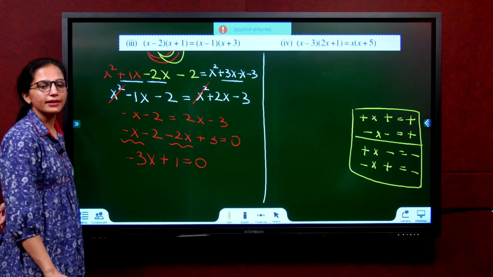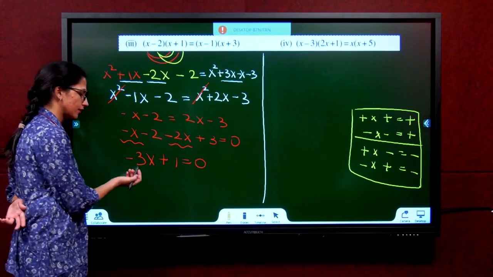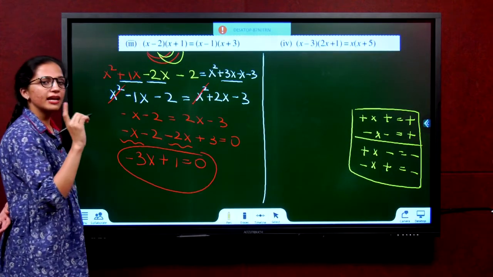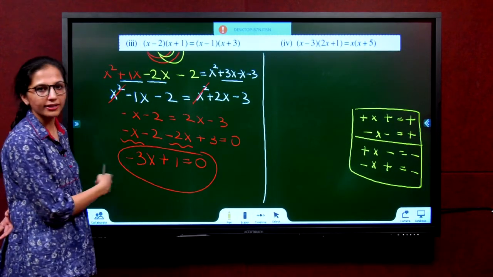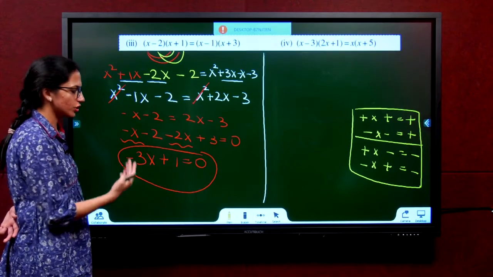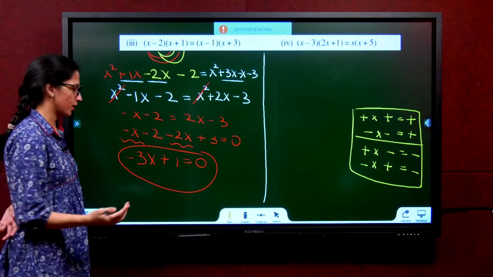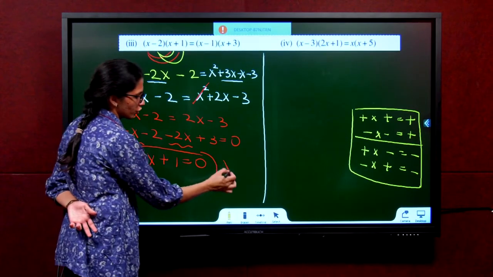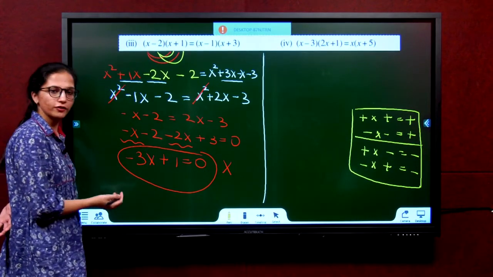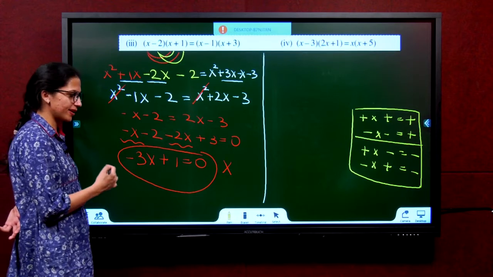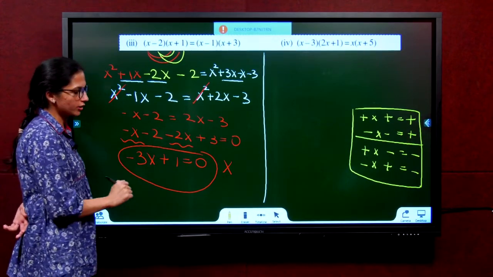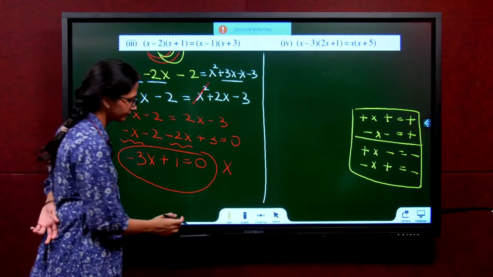Is this a quadratic equation? Yes or no? How do you decide? First look for the x square term. Is there an x square term? No. Which is why it is not a quadratic equation. No x square term, no quadratic equation. So you should write down: this is not of the form ax square plus bx plus c is equal to 0. Therefore, it is not a quadratic equation.